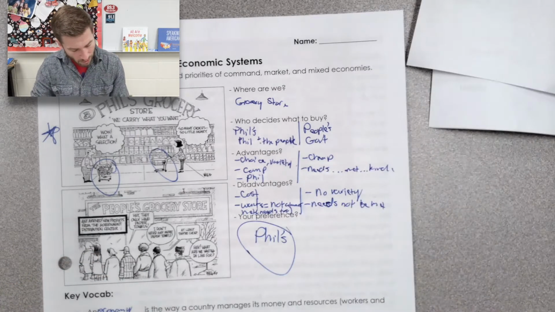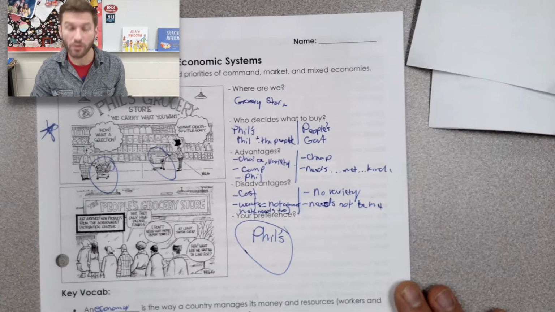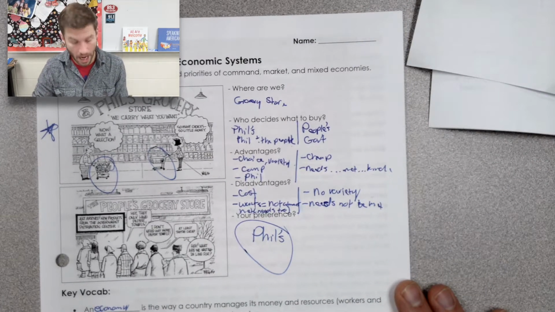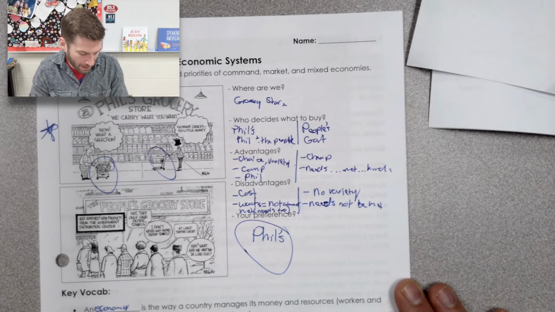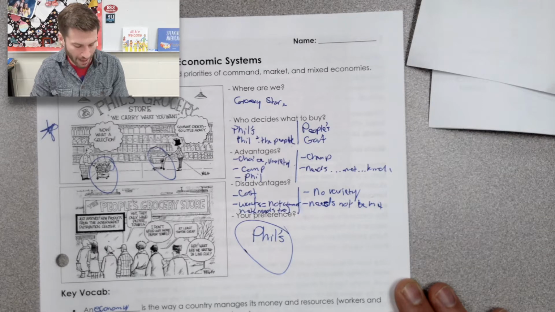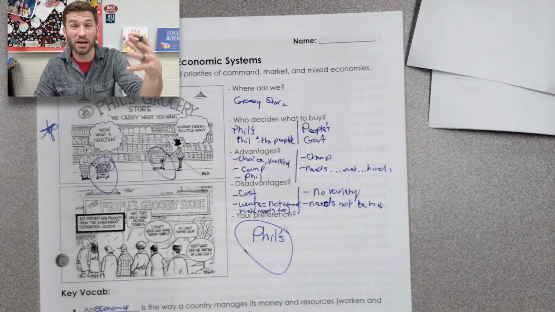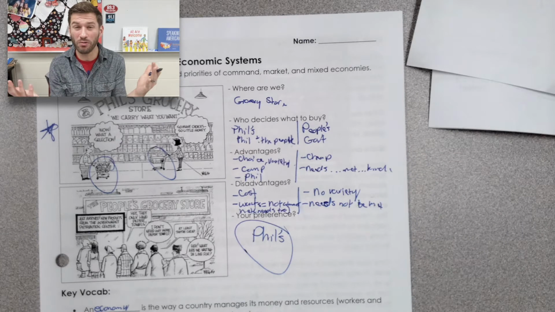And then with our key vocab, we also have three basic economic questions. What should be produced? How is it going to be produced? And how should it be distributed? Or another way of thinking of that last question would be for whom, as in who should get it? What are we going to make? How are we going to make it? And then who is going to get it?